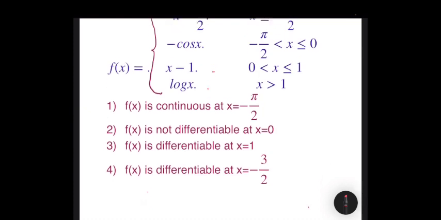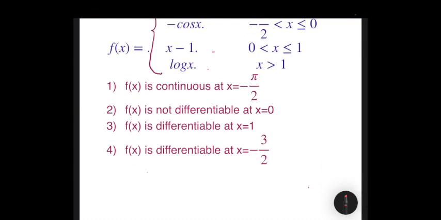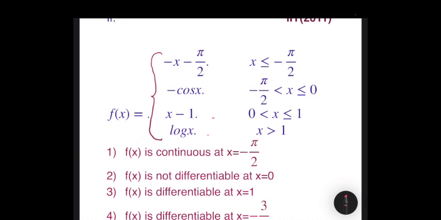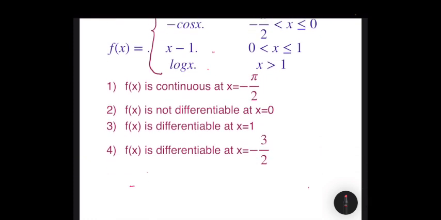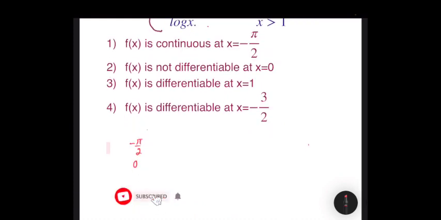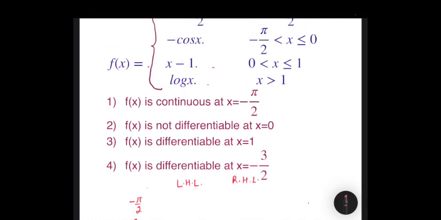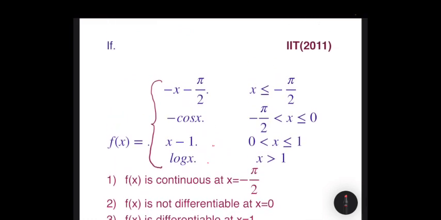continuity. Take 3 different points: x equals minus pi by 2, 0 and 1. Here we write LHL and RHL. We directly put the limit in the left hand function and the right hand function. How do we select the left hand function? When x is less than minus pi by 2, that one is the left hand function.